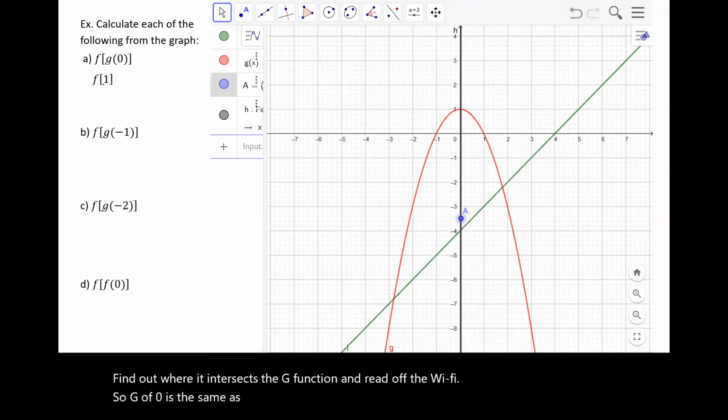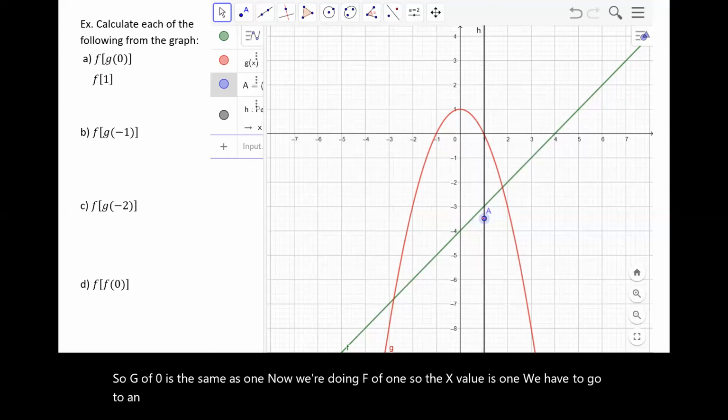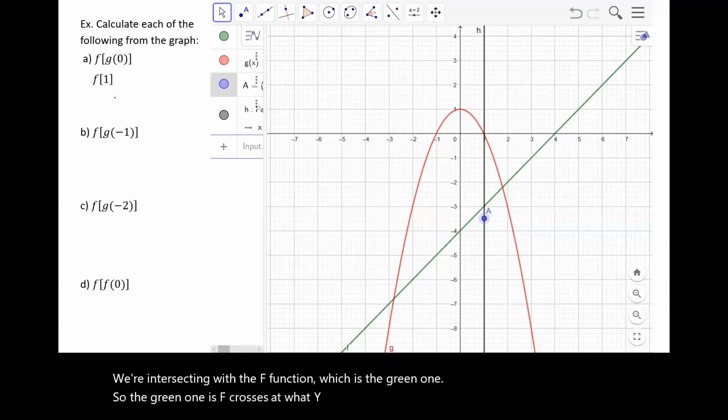Now we're doing f of 1. So the x value is 1. We have to go to an x value of 1. We're intersecting with the f function, which is the green one. So the green one is f. Crosses at what y value? -3. So the answer for f of 1 is -3.